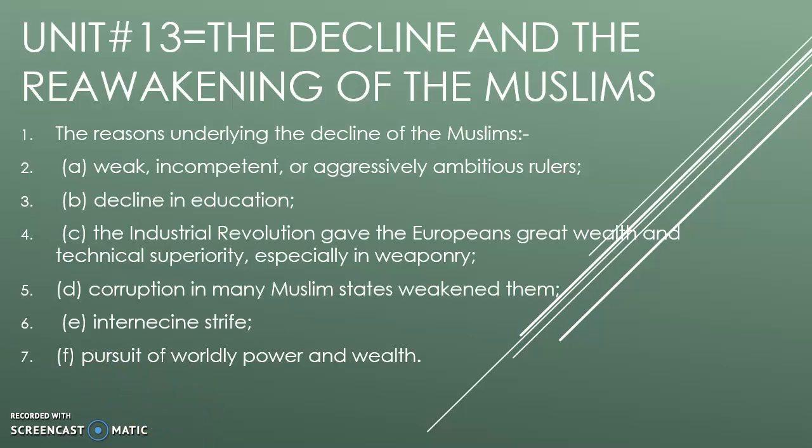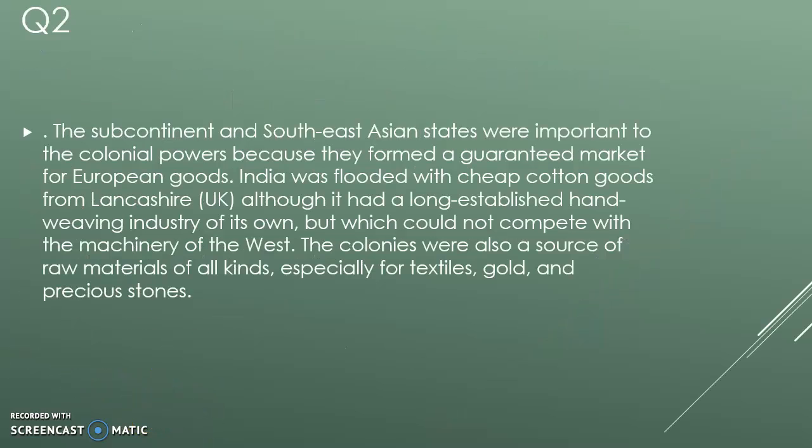Let's see the answer number 2 of the exercise of this unit from the textbook. The subcontinent and the Southeast Asian states were important to the colonial powers because they formed a guaranteed market for European goods. India was flooded with cheap cotton goods from Lancashire, UK, although it had a long established hand weaving industry of its own, which couldn't compete with the machinery of the West.